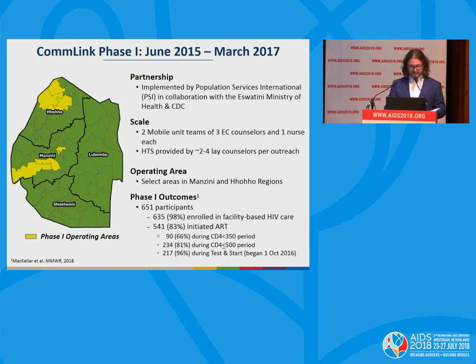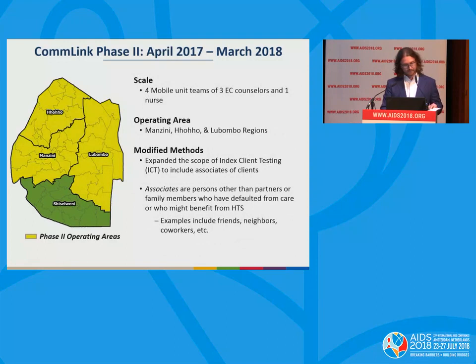So more specifically, that's 66% during the period of initiation at CD4 less than 350, 81% at or below 500, and then 96% during the test and start era. Phase 2 of the program ran from April 2017 through March 2018. And during that period, the scale of the program was doubled, and the operating area was expanded to include all of Manzini, Ho-Ho, and Lubombo regions.